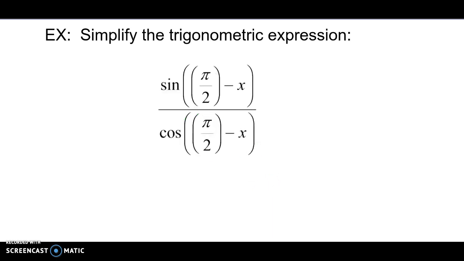Okay, let's have you guys try this one on your own, and I'll give you a hint. My hint is that this pi over 2 minus x should make you think of cofunction identities. All right, let's have you guys try this on your own. Go ahead and put me on pause.